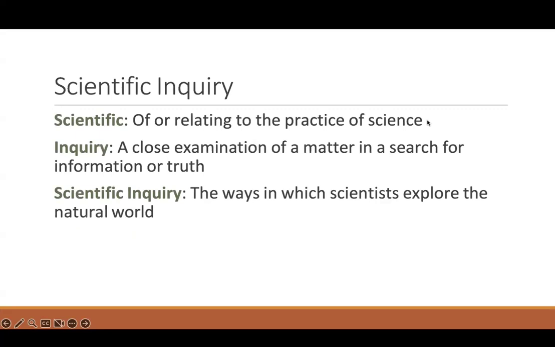So AP Bio is really big on what's called scientific inquiry, or the way in which scientists explore the natural world around them. How do they ask questions about observations that they have, and how do they get to a satisfying conclusion of those observations in a methodical way, right? In a way in which they can be confident about their conclusions, or at least they can be realistic about the error that might be present in their conclusions.